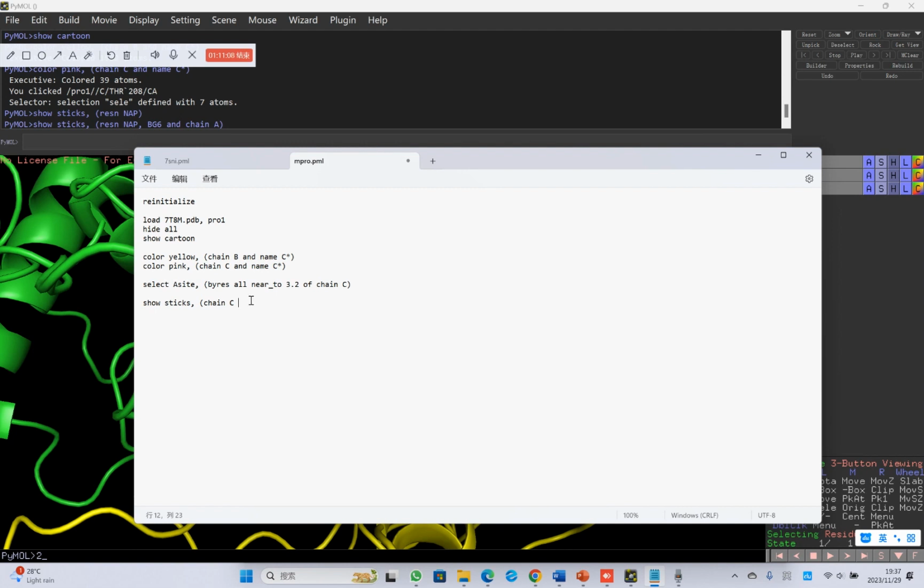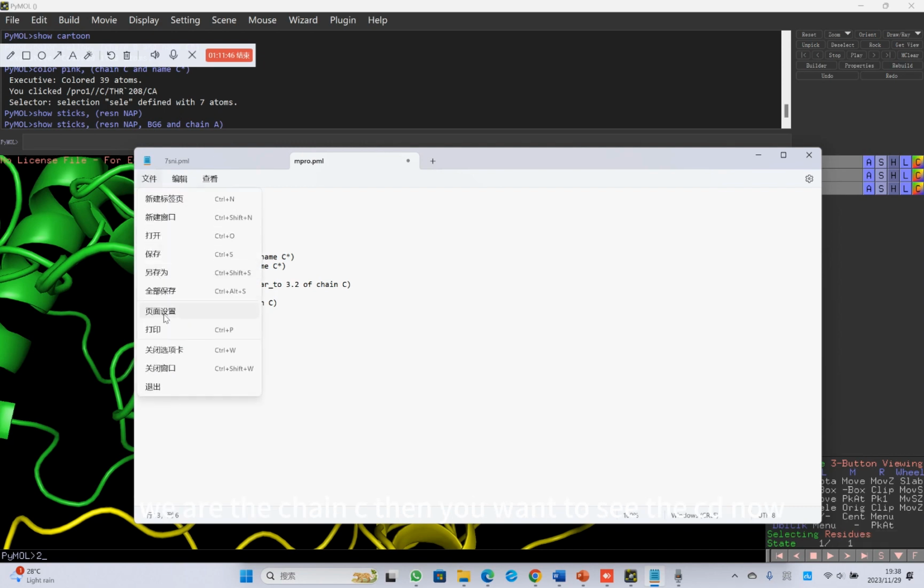I did show the sticks and everything, but then you deleted my command, so I couldn't find the sticks of chain C. This one you use to show stick, so A side of chain C. Then you get something like this one. A side, because I want to choose residues within 3.2 Angstrom of my chain C. Chain C is the substrate.